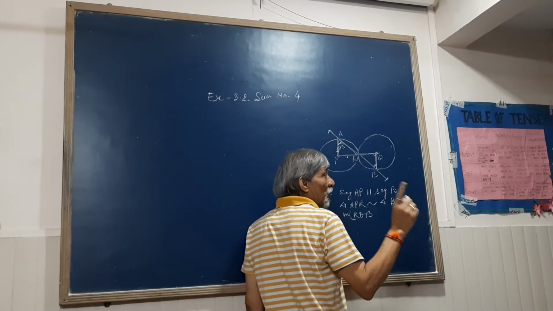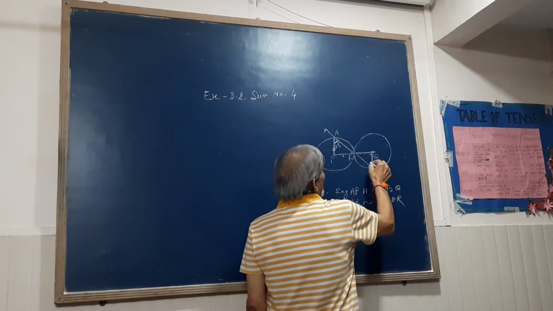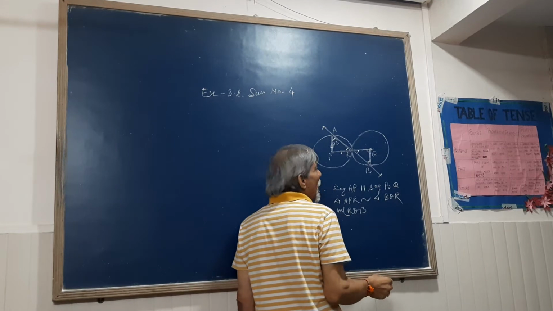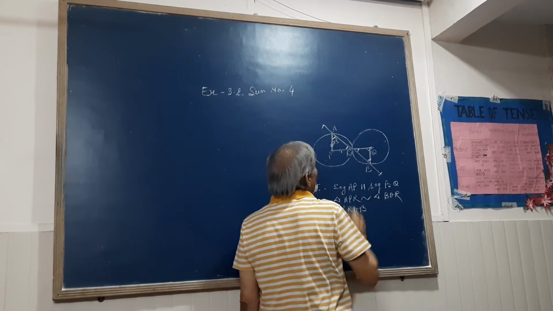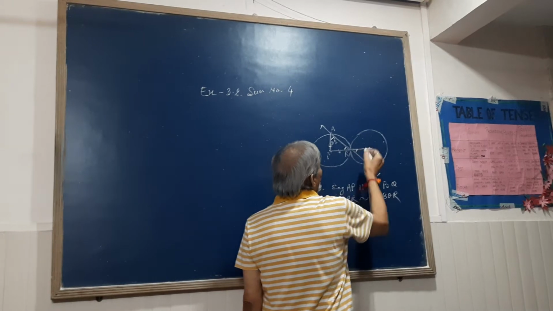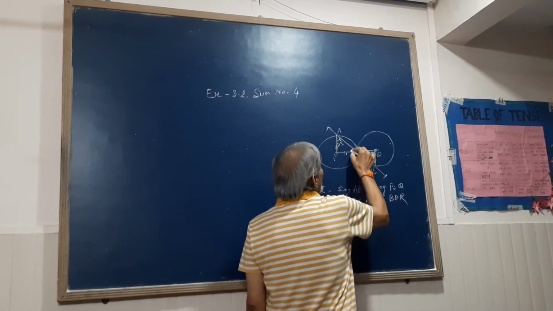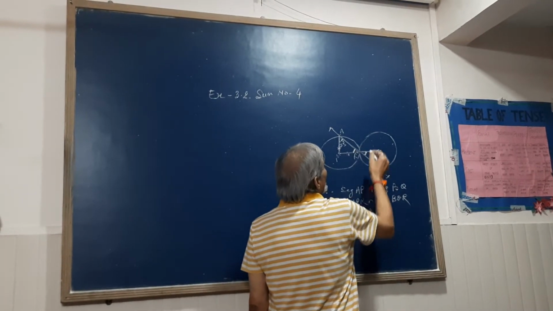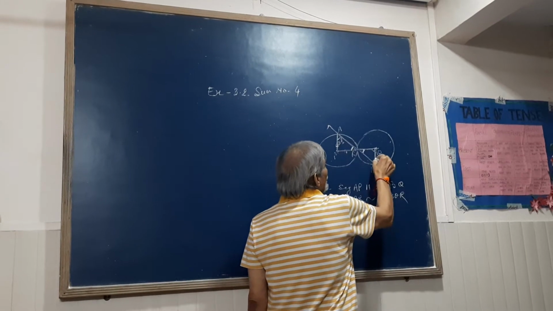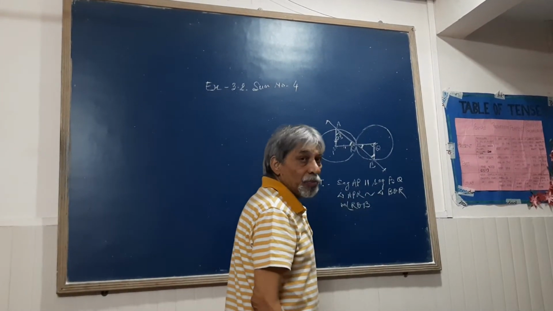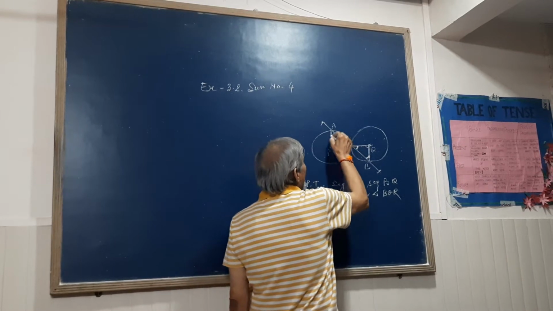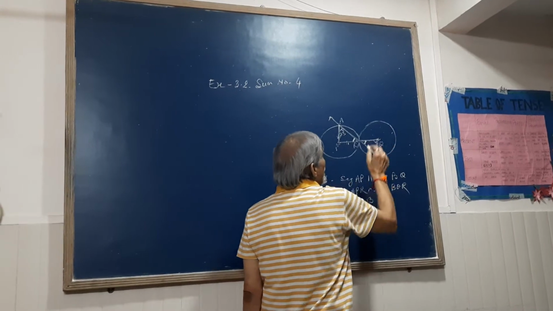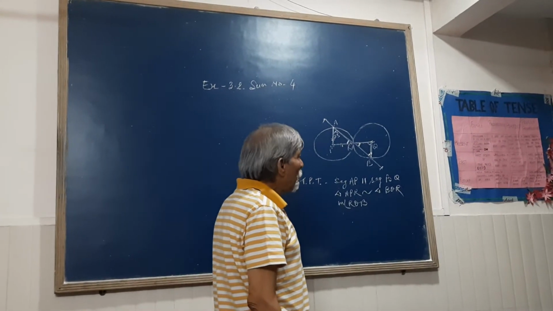Again, isosceles triangle here. The vertically opposite angle ARP is congruent to BRQ. So this angle is congruent to this angle, and this angle is congruent to this angle, and this is congruent to this one. That means this angle is congruent to this angle by transitive property. So once A is congruent to B, then we will say AP is parallel to QB by alternate angle test.